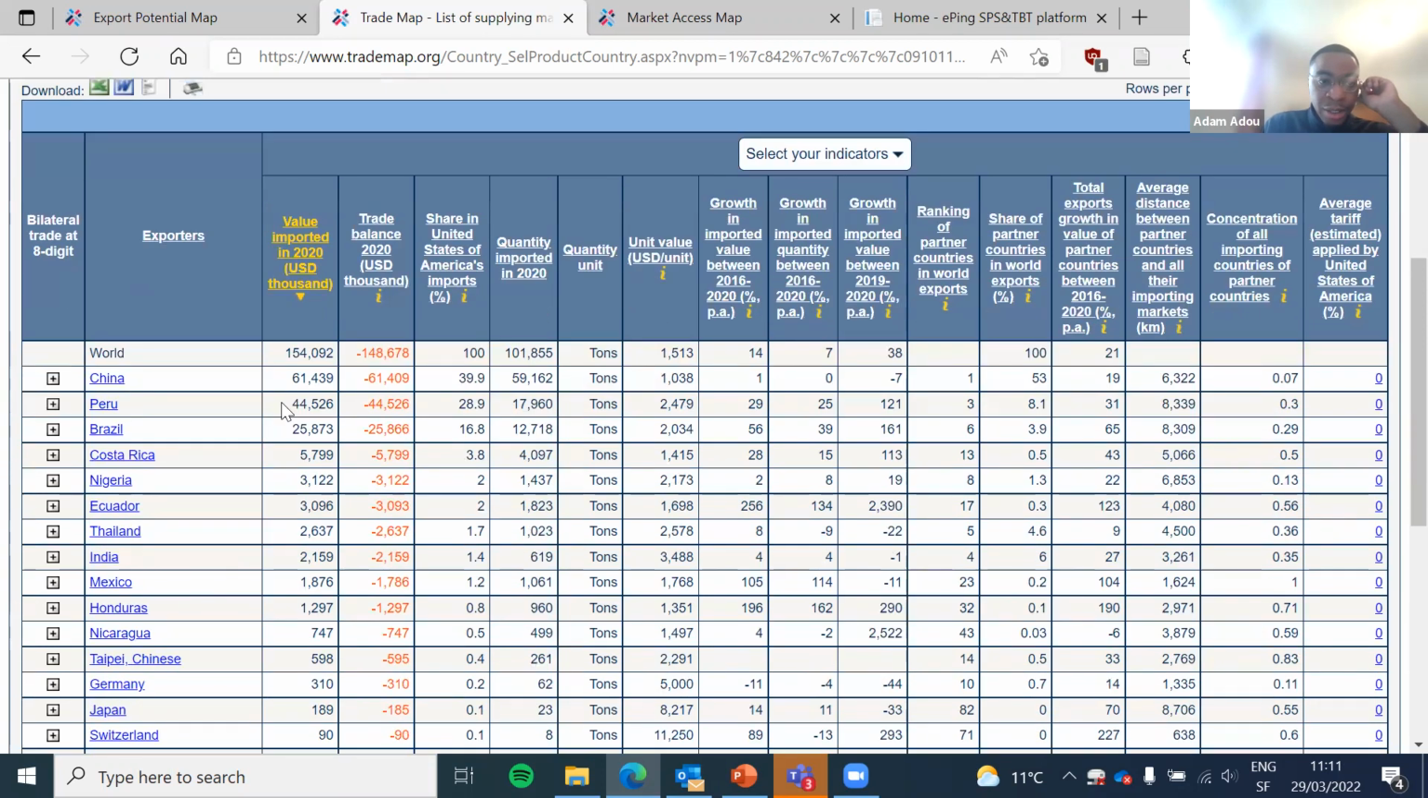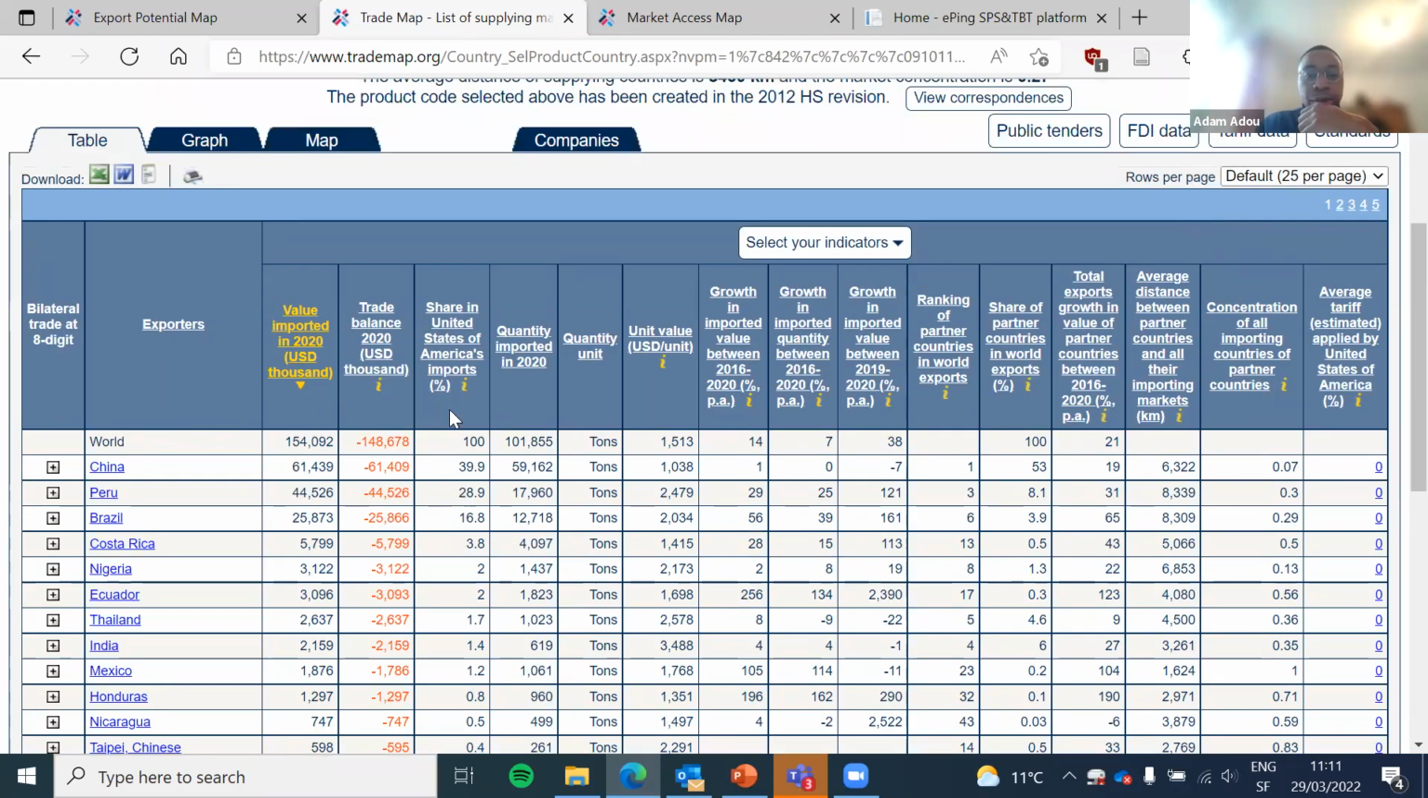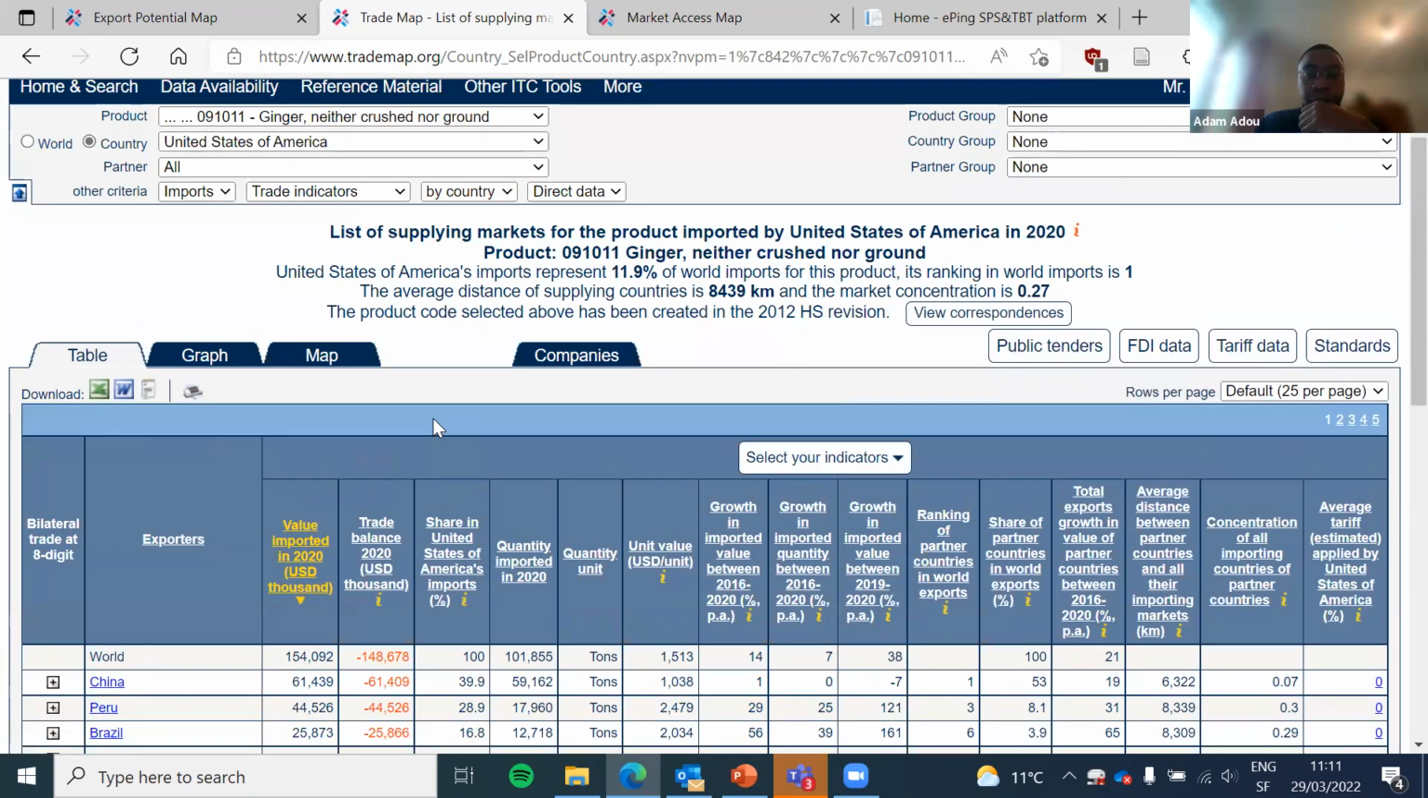So here, navigating within the table, you will be able to look at the different destination markets, and in those different destination markets, you will also be able to look at the competitors, and the position of your own country in terms of performance for exporting a specific product to those markets. All this, you will be able to see by navigating within the table of Trade Map.